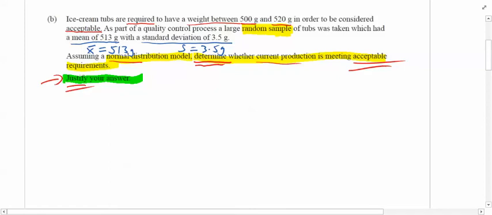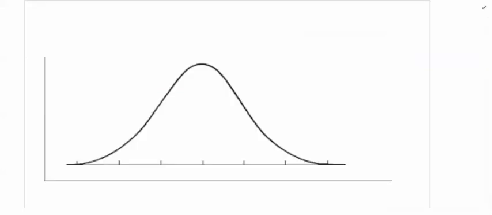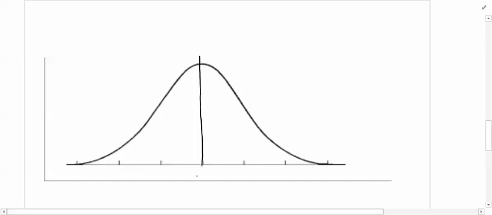So take your time. Okay, so to get started, since we know which distribution it is, we need to start by sketching that distribution. So let's sketch a normal curve. So here's our normal distribution curve. So we start by marking in the mean, X bar, and it was 513 grams.